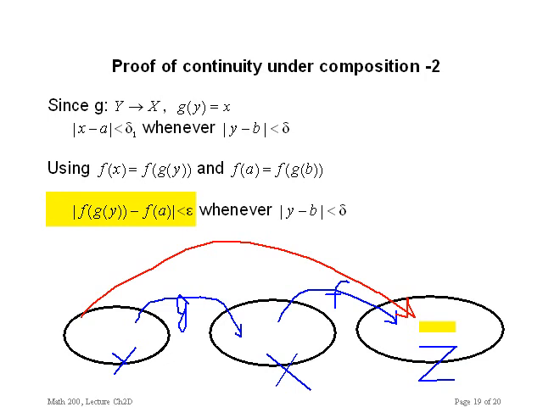f of g of y minus f at a is less than epsilon whenever y minus b is less than delta. Well, y minus b less than delta is a statement about this set way over here. That's how I got this continuity under composition. I have to show that this function, which is f composed with g, is continuous when f and g are continuous at that point.